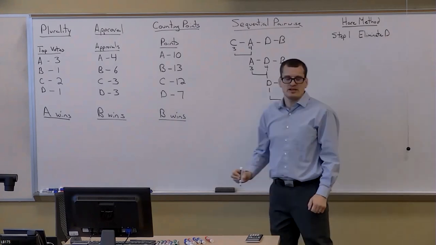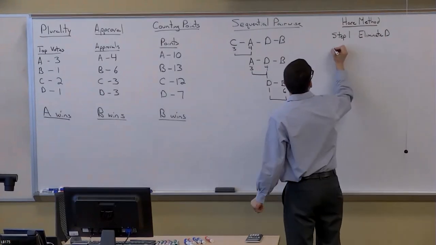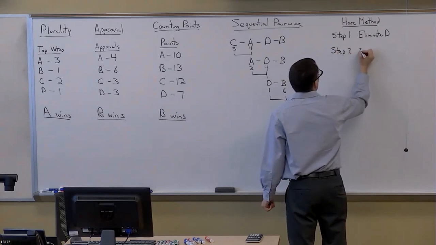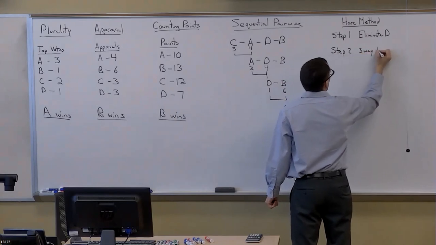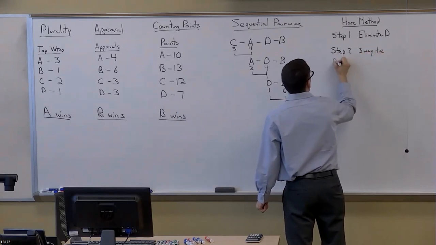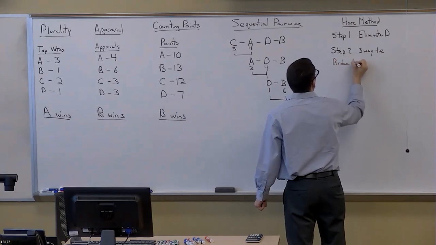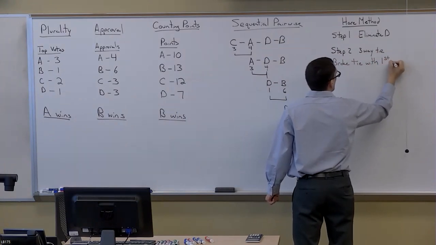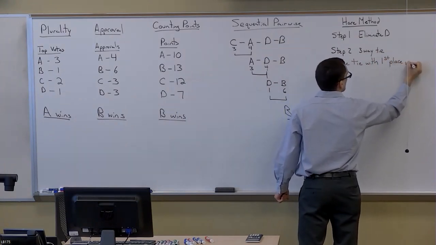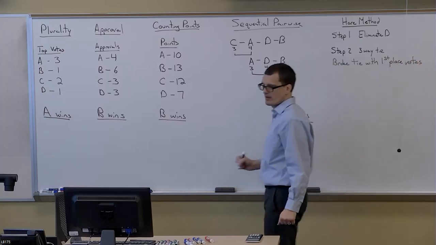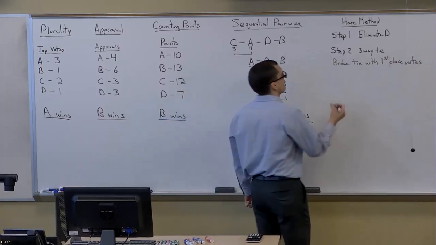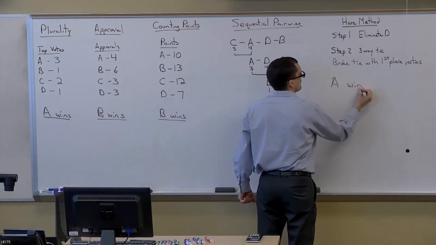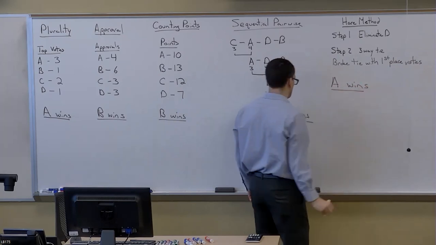So in step 1, we eliminated D. In step 2, we had a 3-way tie. And then we broke the tie with first place votes. Okay. And we ended up figuring out that with the first place votes, A wins.